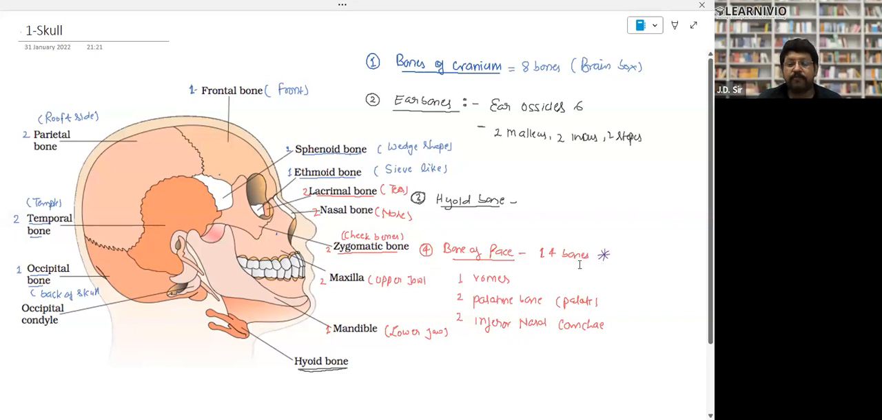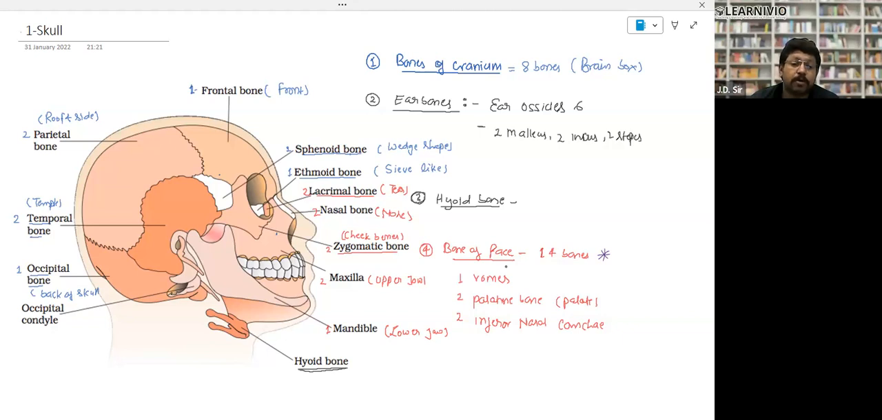Now there are 14 face bones. So there are 14 bones which make our face, this face part, right? Out of them, one is vomer, right? Let's talk about the first face bones. There are two bones called lacrimal bones.